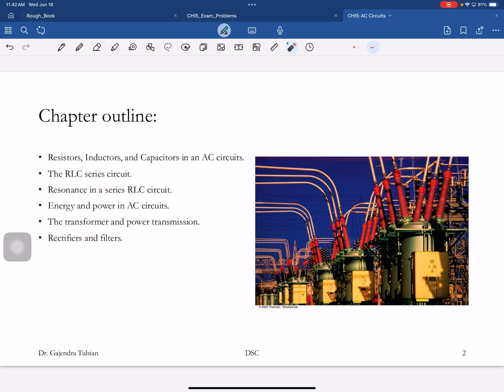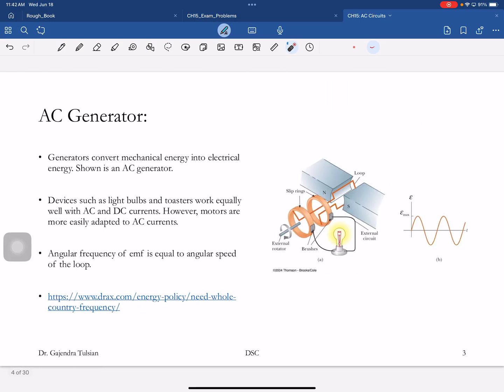These are the topics we'll cover. All right, so the AC generator. First let's look at how to get an AC voltage. Here's an AC generator. It has a permanent magnet, and you have a wire ring. If you rotate this wire ring, the voltage you get out here is a sinusoidal voltage like that.